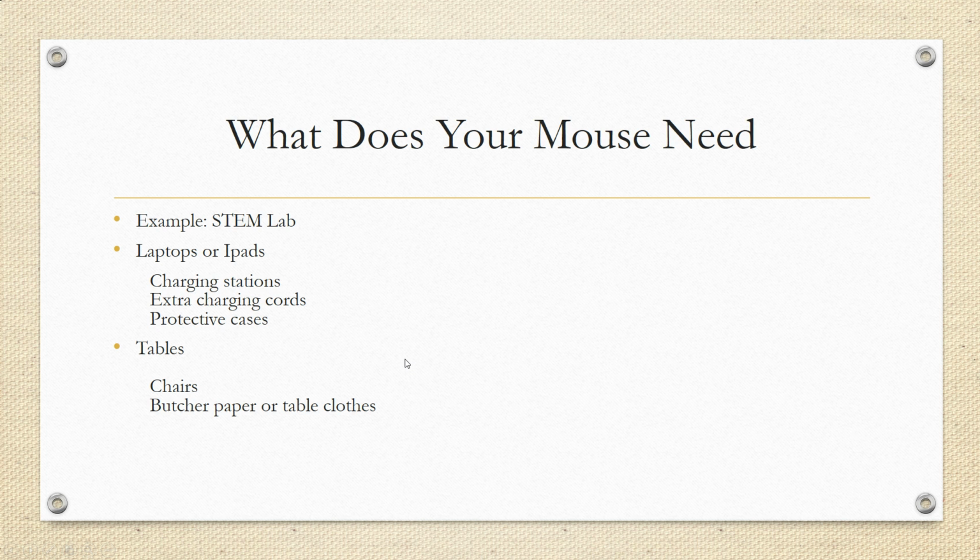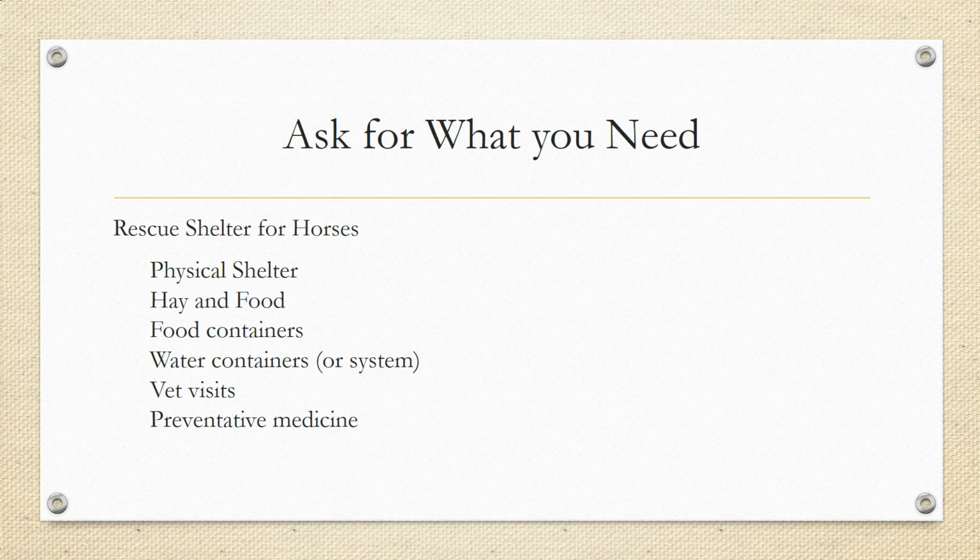If I ask for tables, I'm going to need chairs. If I have a table with those chairs, I may need butcher paper on those tables, or I may need tablecloths. Do I want the tables damaged? How might the tables be damaged? And so that's the train of thought that I want you to think about as you go through this grant. Ask for what you need. Make sure that you're asking for what you need.